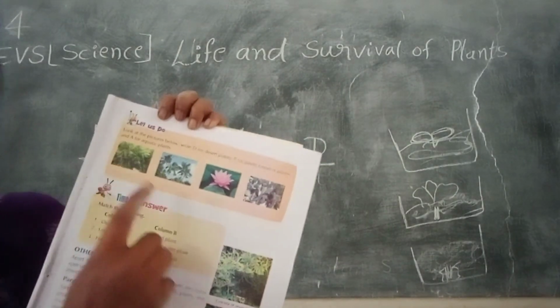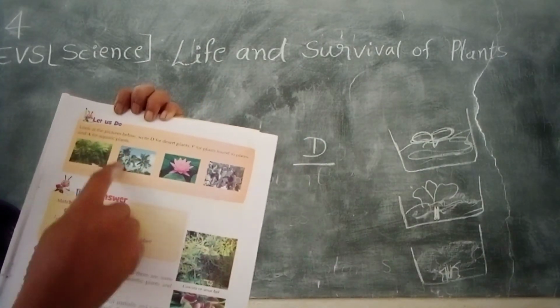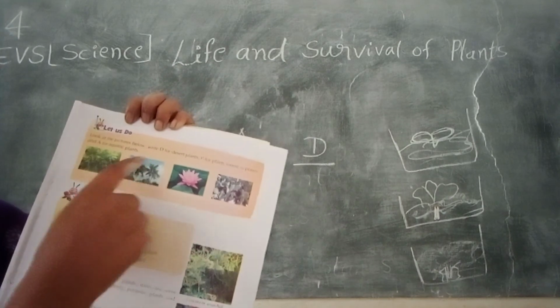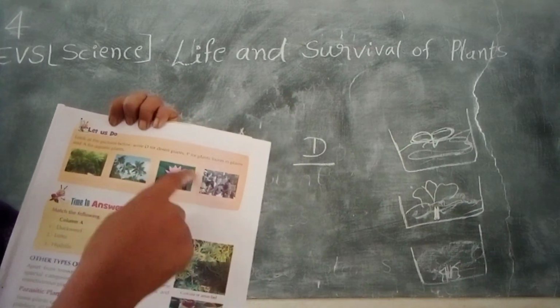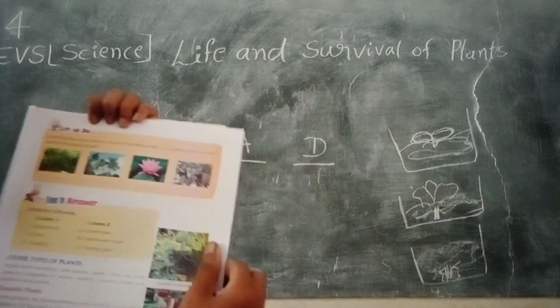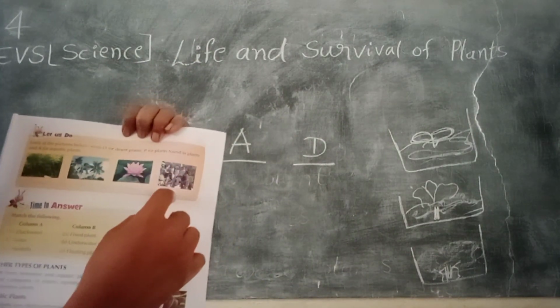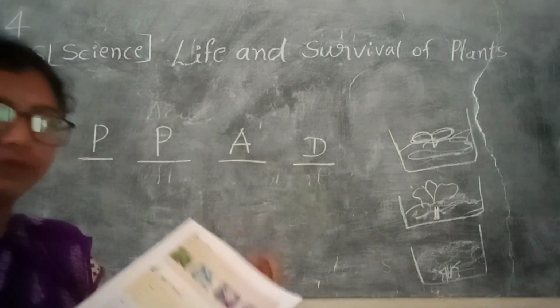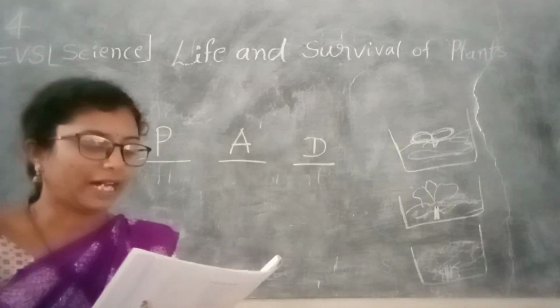Here, write P, as it is also growing in the plains. These are aquatic plants, so write A. It is a desert plant, so write D. Is it clear? Okay. Now time to answer.